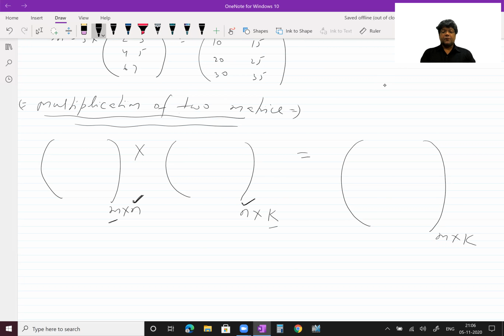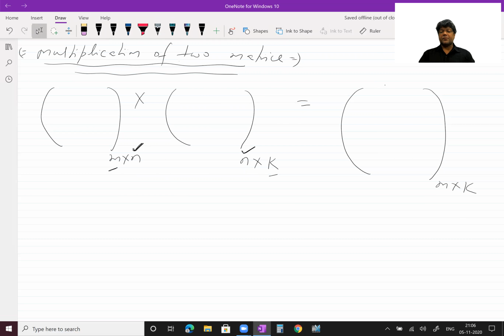Finally, if you multiply a matrix of the order M by N with another matrix, that is, the second matrix of the order N by K, then the resulting matrix will be of what order? M by K. Because the number of columns of the first matrix should be equal to the number of rows in the second matrix.